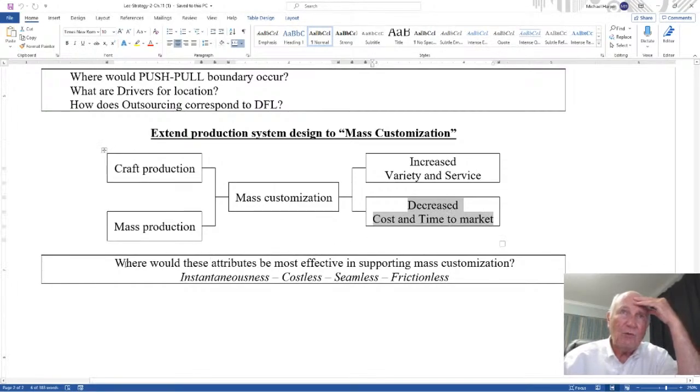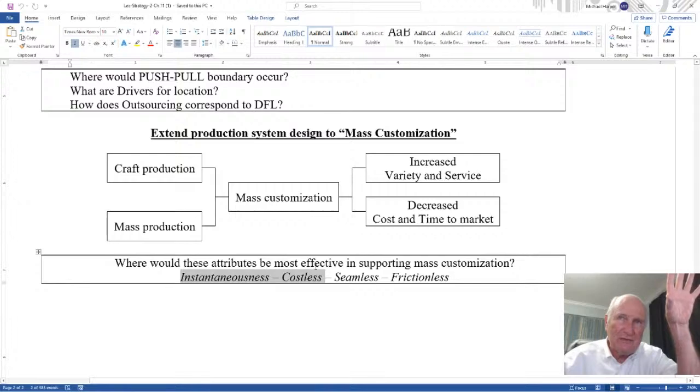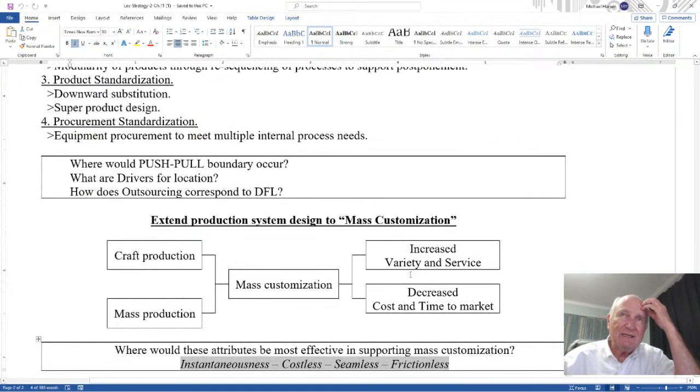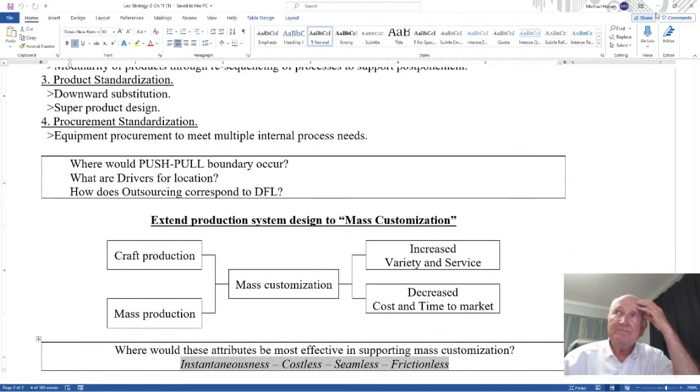Okay, where would these attributes be most effective in supporting mass customization? Well, first of all, mass customization is going to be instantaneous, costless. In other words, to change designs is going to be no cost, basically. It's transparent. Seamless, to move from one to the next. Frictionless, it doesn't cause any problems. Okay, so there's the idea of strategy 2, which is design.